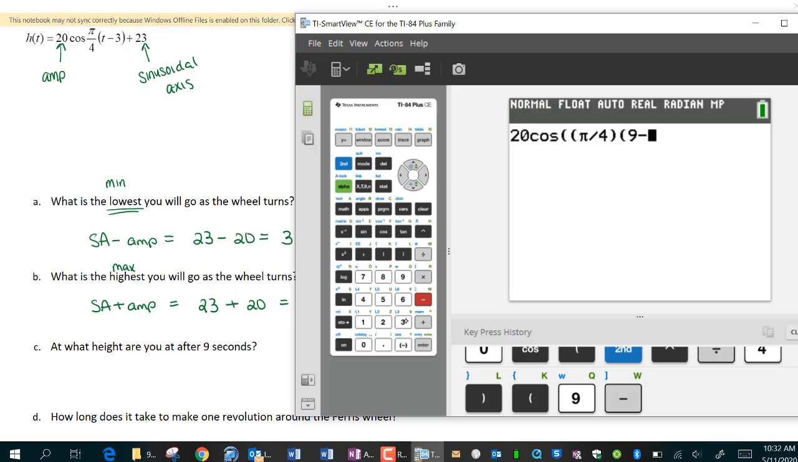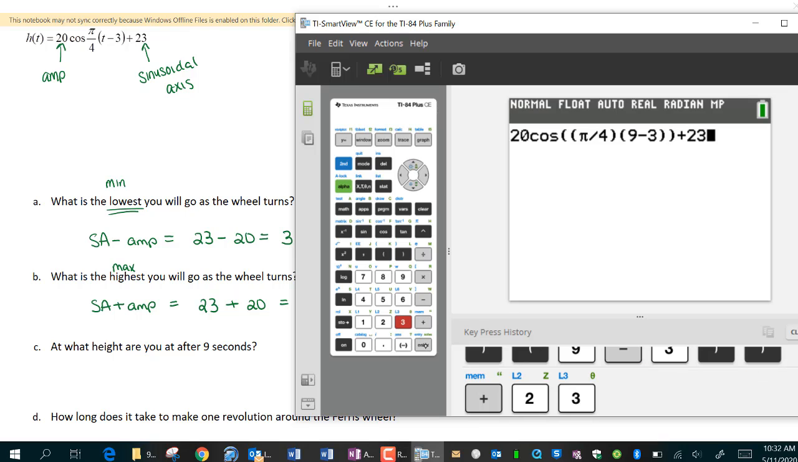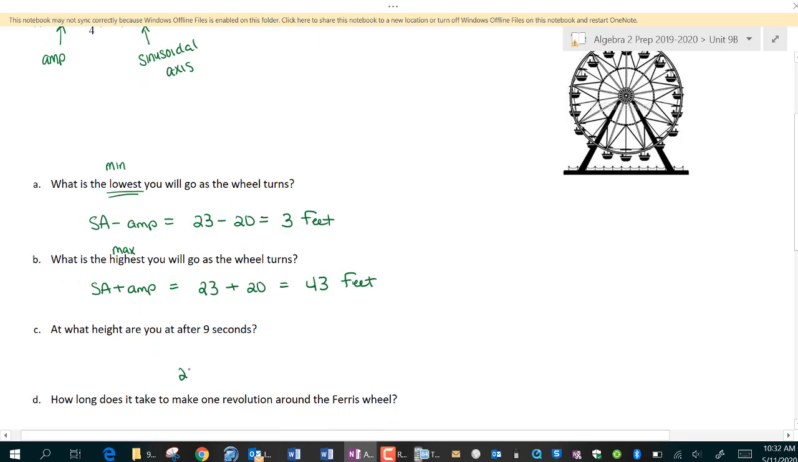So 9 minus 3, or you could put 6. Now notice I want to take the cosine of all of this, so I need one more closed parenthesis to finish that out. And then plus 23. So here I actually get 23 feet. And then let's see if we can see this on Desmos as well.